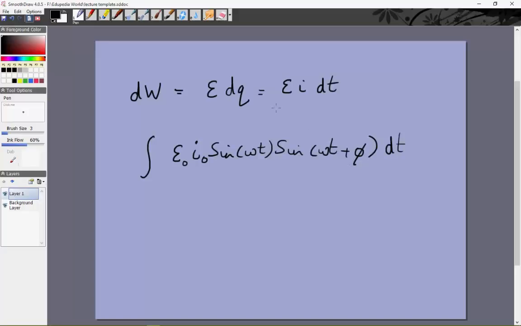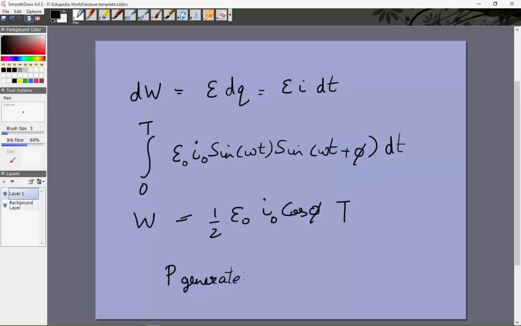It might create a complicated expression. If you want to try, you can do it. But if we actually do this for one single cycle, then it will be easy, and the answer will come out to be half E naught I naught cos phi times t. This is the work done. So what is the power generated in one cycle? W divided by the time. So the power generated by the AC source is equal to half E naught I naught cos phi.